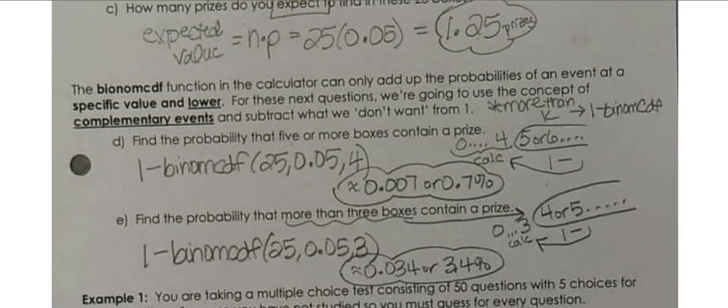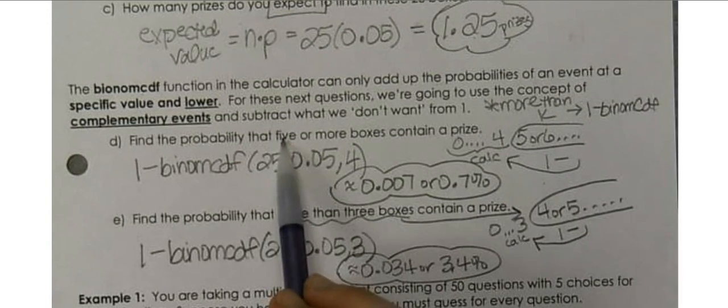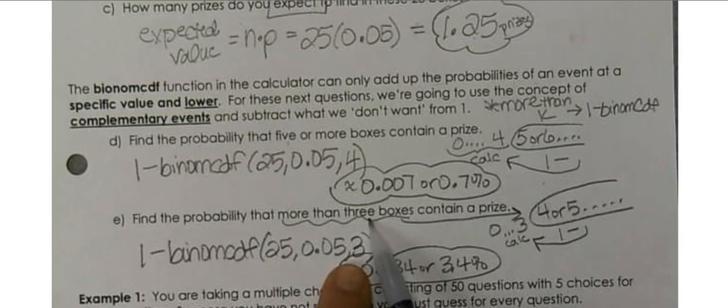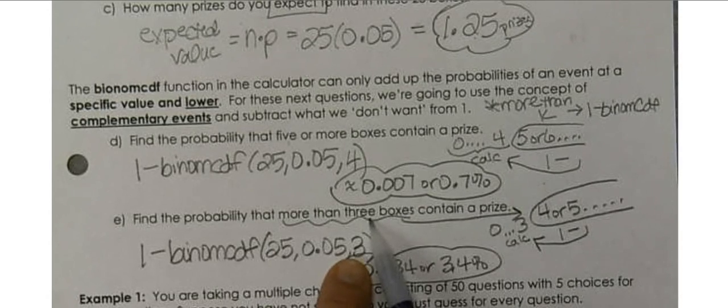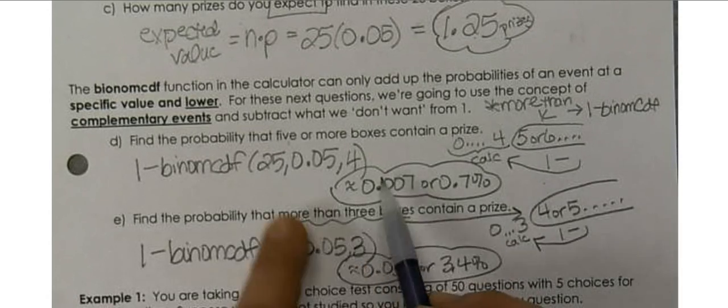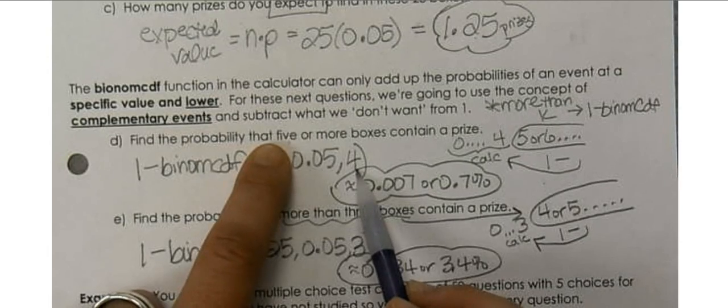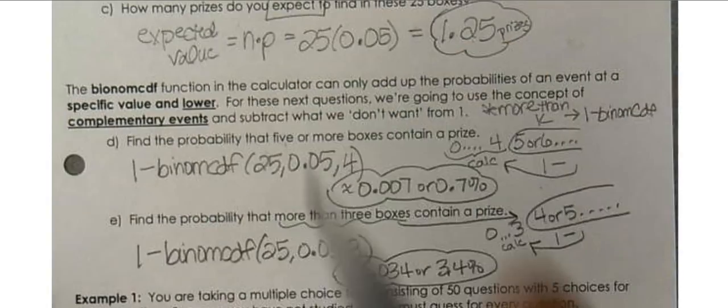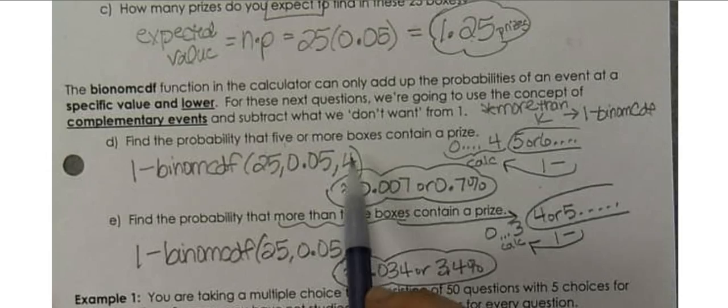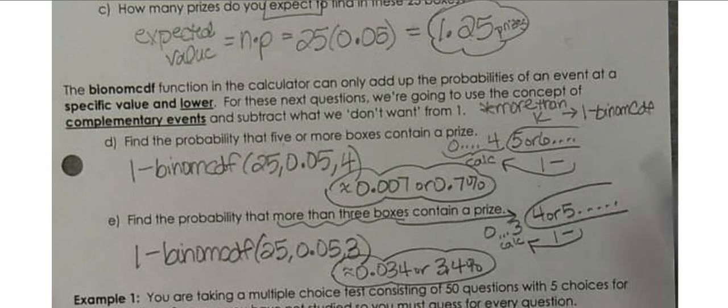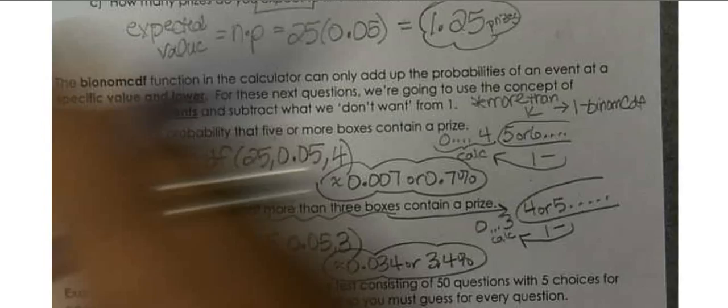So notice that the number in the problem sometimes is the same. This said more than 3, and we use the number 3. But this said 5 or more, and we use the number 4. You really have to think, here's me using my hands, you really have to think about what is going on. So if kind of writing this out to the side helps you, please do that. I'd rather you be accurate and spend a little extra time.